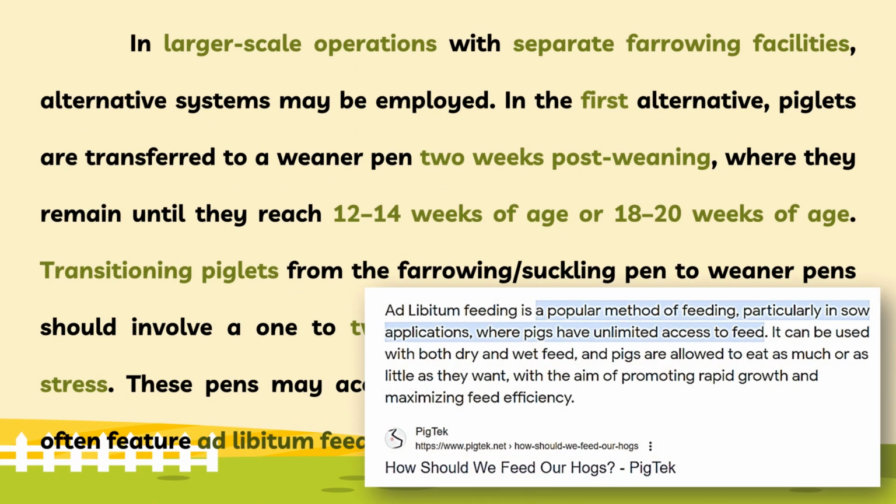In larger-scale operations with separate farrowing facilities, alternative systems may be employed. In the first alternative, piglets are transferred to a weaner pen 2 weeks post-weaning, where they remain until they reach 12 to 14 weeks of age or 18-20 weeks of age. Transitioning piglets from the farrowing suckling pen to weaner pens should involve a 1 to 2 week adjustment period to minimize stress. These pens may accommodate 1 litter or 30-40 pigs and often feature ad libitum feeding.